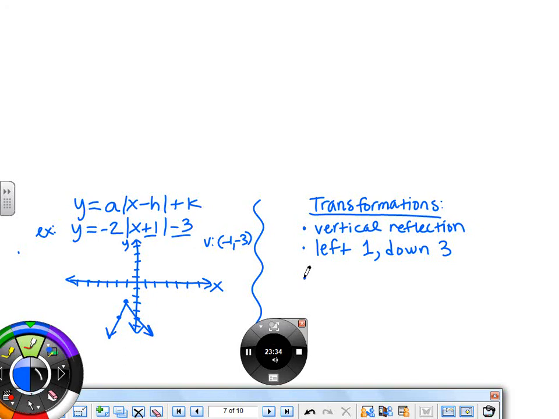So look on the back of your organizer. What are we officially going to call this now? Yes. Good. So it actually has a vertical stretch of 2, okay, by a factor of 2. Okay. So it has a vertical stretch by a factor of 2. And that would sum up all of the transformations that have taken place. Okay?